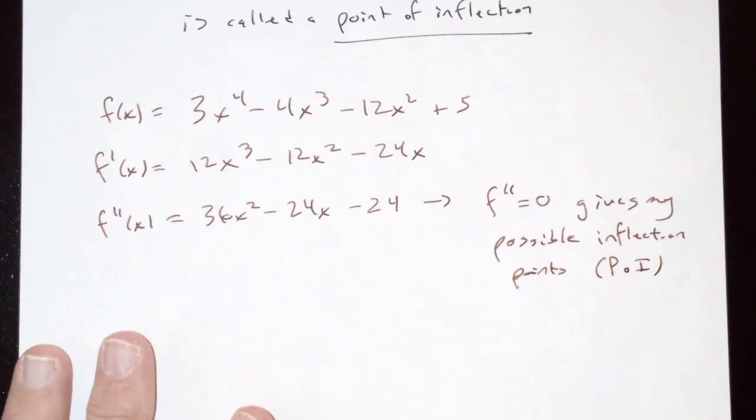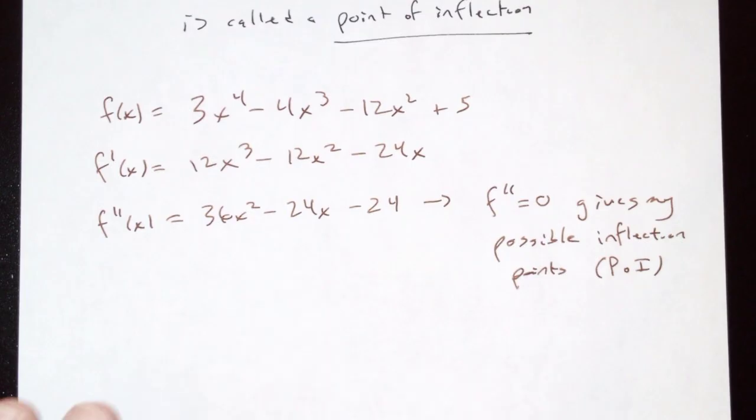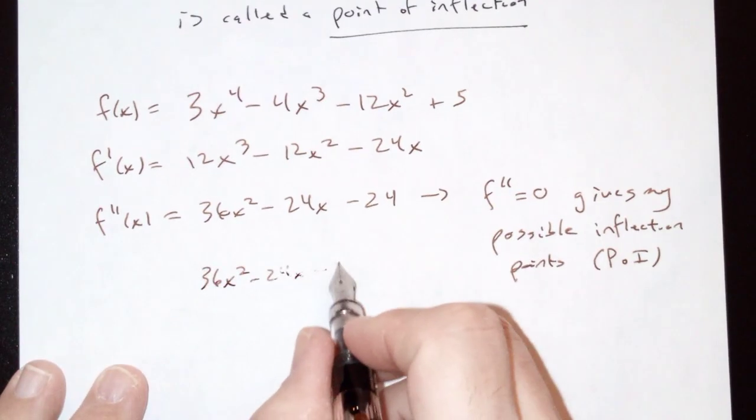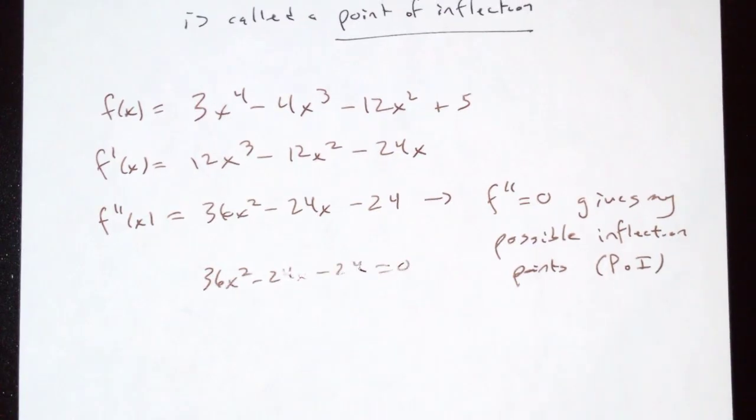I see a lot of people abbreviate points of inflection as POI. That's perfectly fine. I'm also going to just shorten it as inflection points. But if I want to figure out where they're going to be, I need to set that equal to 0. Well, that's disgusting. I can at least factor out a 12, right?